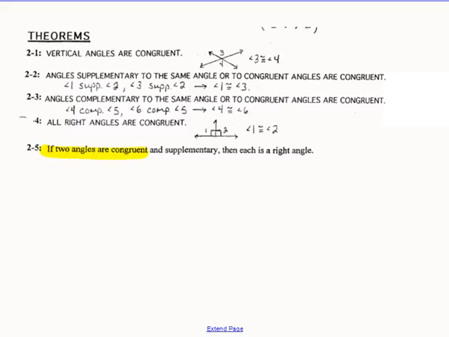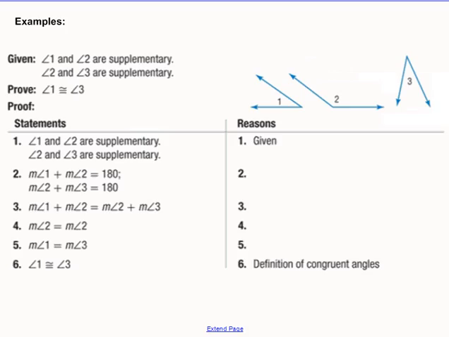This is one that we need to pay attention to today. If two angles are congruent and supplementary, then each is a right angle. So we'll move on to the first example right away.